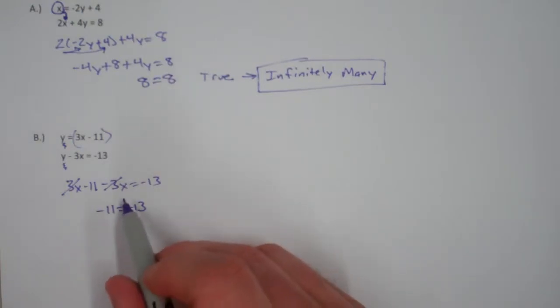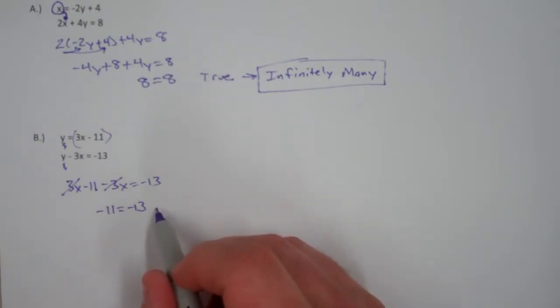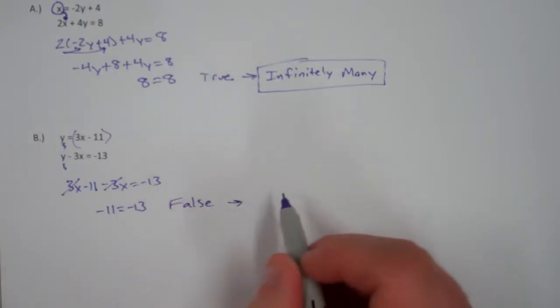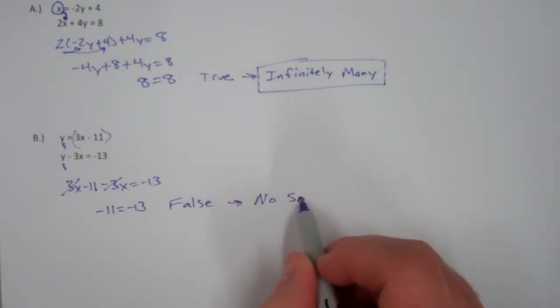Well, the variable went away again. And so when this happens, we're going to look at the statement that we get. And this one happens to be false. And this means that there is no solution.